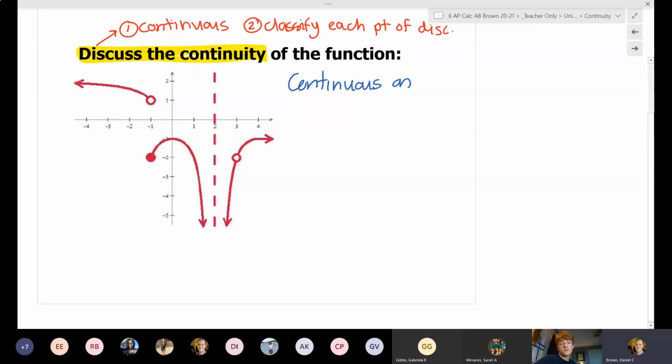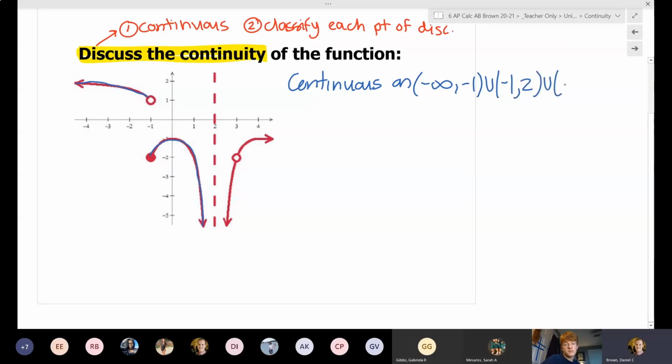And for me, the easiest way to talk about where it's continuous is to use interval notation and work from left to right. So I see an arrow here, so it's going to start at negative infinity. I'm tracing it with my pencil. The first time I have to pick up my pencil is at x equals -1. Still tracing the graph. The next time I have to pick up my pencil is at 2.